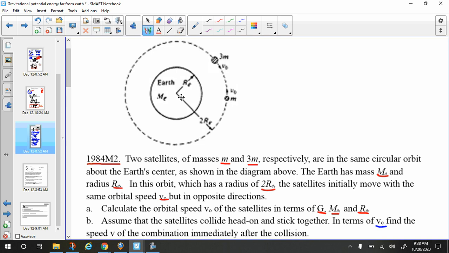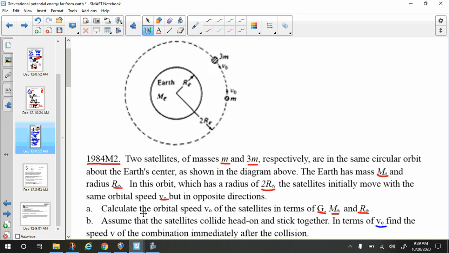The Earth has a mass Me and a radius Re. In this orbit, which has a radius of 2Re, so the radius of the orbit is twice the radius of the Earth, the satellites initially move with the same orbital speed, but in opposite directions. So they're moving towards each other.